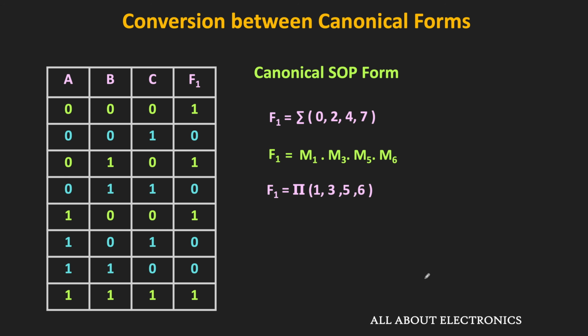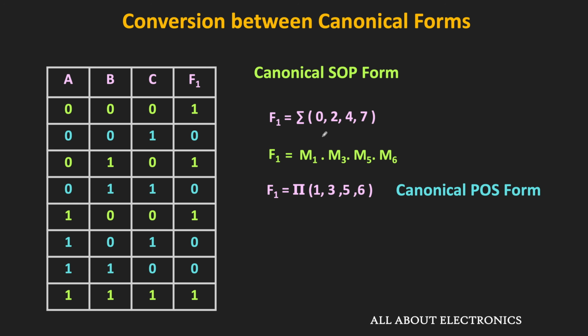So in this way, we can convert any canonical SOP form of expression into the equivalent POS form. And if you closely observe, then this POS form contains the numbers which are not present in the SOP form. That means even without the truth table, we can convert any canonical SOP form into the equivalent POS form, or vice versa, we can convert any canonical POS form into the equivalent SOP form.